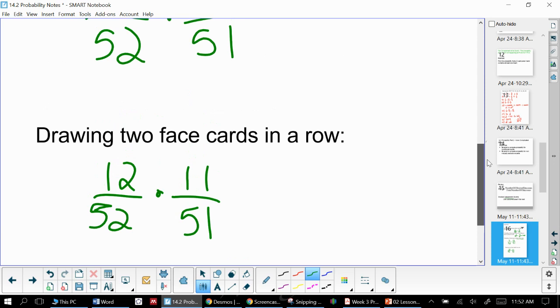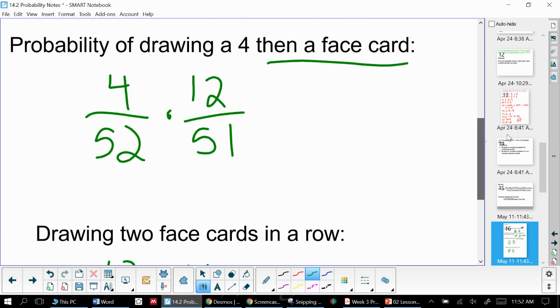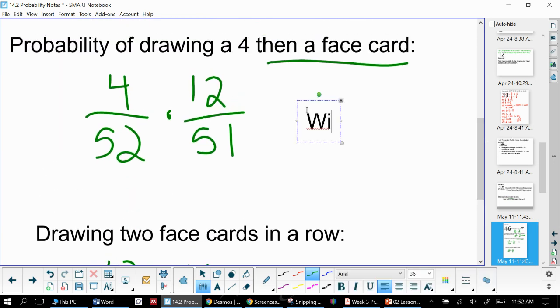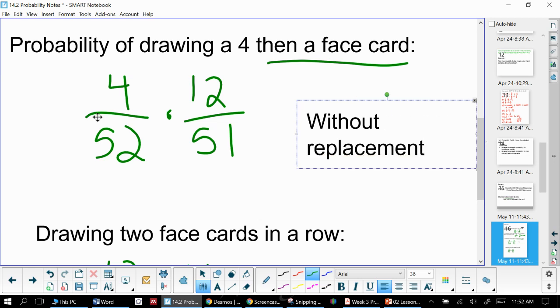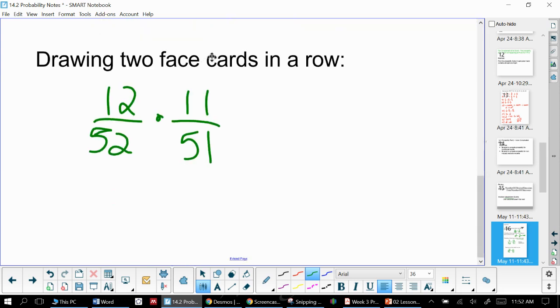Now, one thing you're going to want to look at on something like this is you're going to look for words like with replacement or without replacement. Both of these are examples of without replacement. And what that means is we didn't put the first card back, and so it had an effect on the second card.